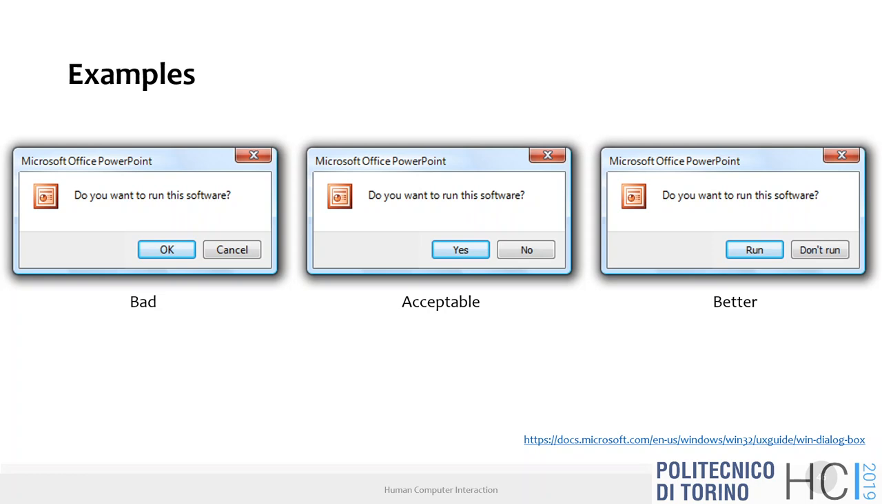Okay or cancel would stay with a statement like, open the software, full stop, not a question. Okay, cancel. Or still better, do you want to run the software? Run, don't run. Which is how they told you in primary school to reply. In primary school, they told you when you reply to a question, always repeat the question part. Not just say yes or no. Yes, I am going there. So this is the same here.